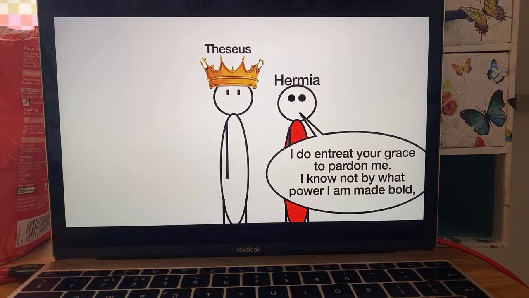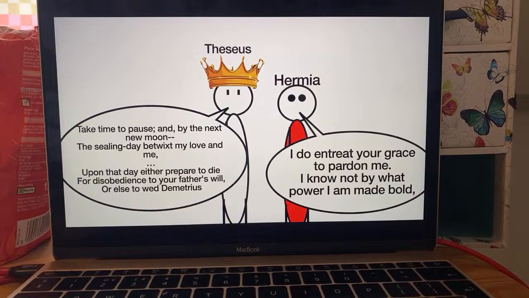And Theseus says, take time to pause, and by the next new moon, the sealing day betwixt my love and me. So this moon is counting down to loads of stuff. It's counting down to him getting married, his sealing day. But also now, at the new moon, Hermia has to, upon that day, either prepare to die for disobedience to your father's will, or else wed Demetrius. You've got to wed Demetrius or die, but I'll give you a few days to think about it.